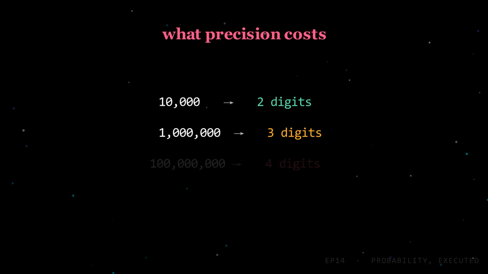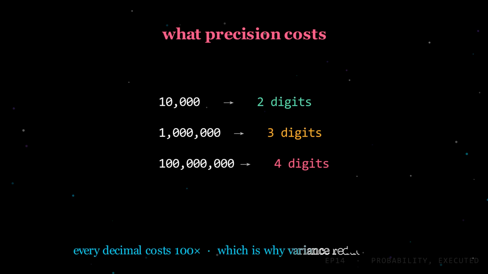And here is the cost, which is the single most important practical fact about this method. To get 1 more decimal place, you need 100 times more samples. 10,000 samples gives you 2 digits. 1,000,000 gives you 3. 100 million gives you 4. Every decimal costs 100-fold, which is why serious Monte Carlo work is mostly about variance reduction, techniques like importance sampling and control variates that get more precision from the same number of samples rather than just running more of them.